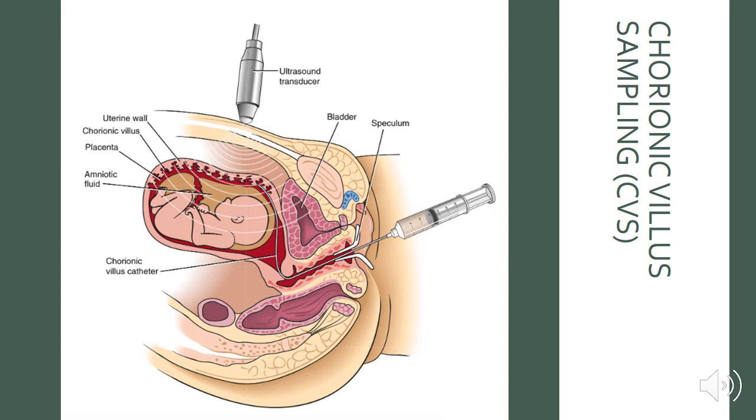Now, this picture is not entirely accurate for CVS because when you're doing it at 10 to 12 weeks gestation, that's clearly not a 10 to 12-week baby. It can be done up to 14 weeks, but that's clearly not a 14-week baby, so let's just ignore that for the moment. But this is the basic idea, and you use ultrasound to watch where you're going and make sure you're getting what you need. It's relatively quick, takes about 5 minutes to do, and most of the time the placenta is in a region that's accessible.